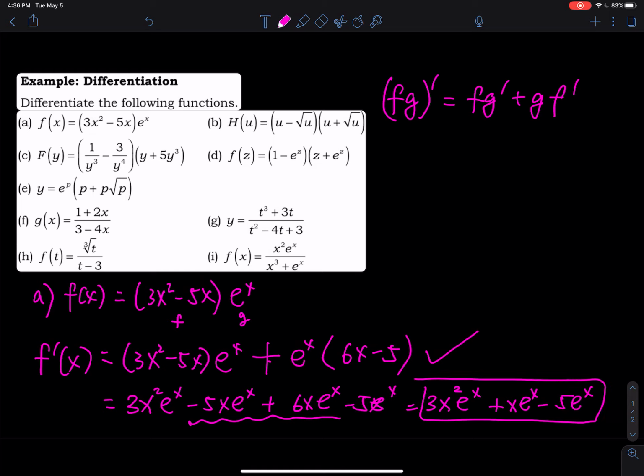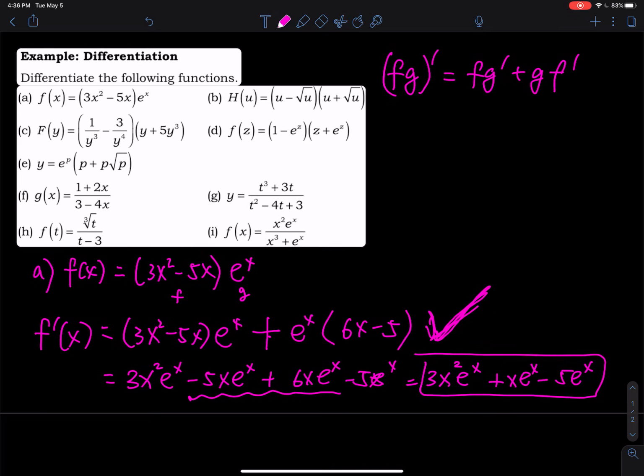The reason I prefer to take the earlier form as the final answer is because this section is about using the quotient rule and product rule, right? This section is not about how to simplify a polynomial. So to me, the simplification is not really that important.